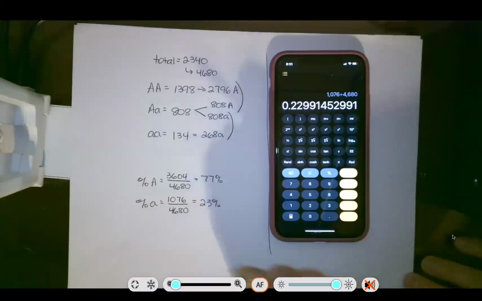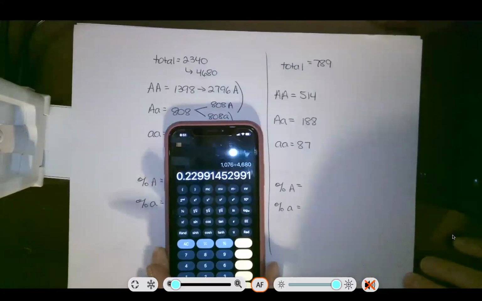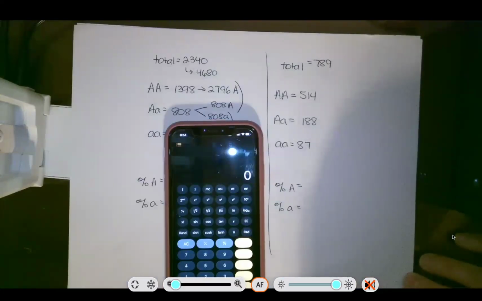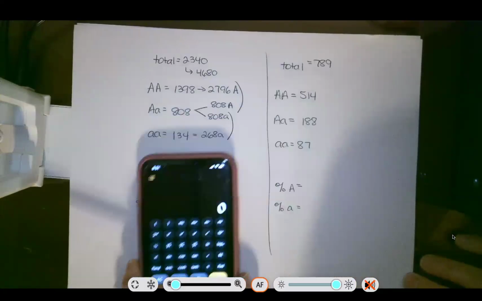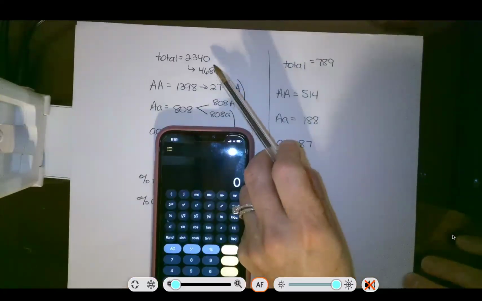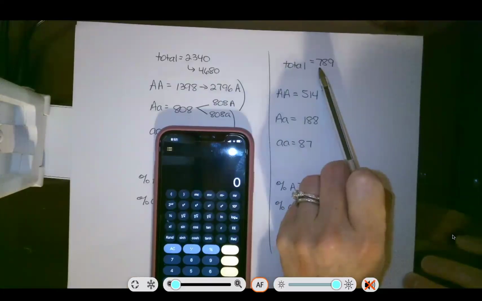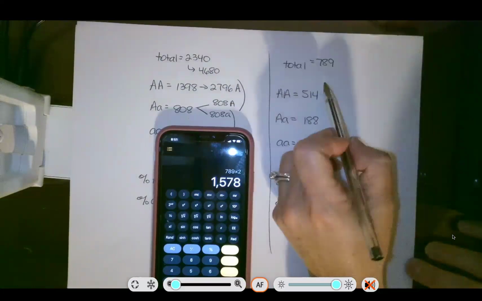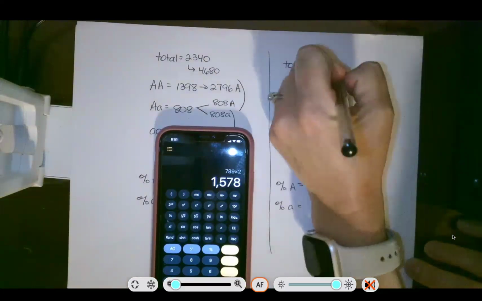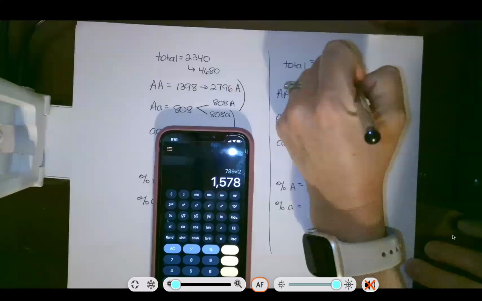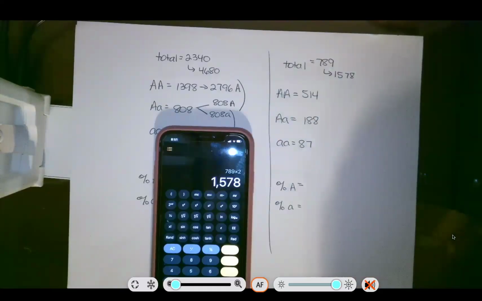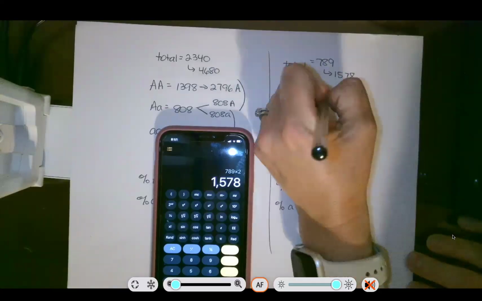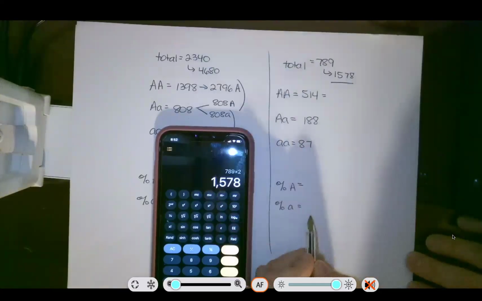And now what I want to know is, in this new population, has it changed? Has this population evolved? Something has killed off a bunch of my bunnies. I went from 2,340 bunnies to 789. I don't know if predators came in or if a disease hit or what, but my population has shrunk drastically. But these 789 bunny rabbits are going to have 1,578 alleles because each one has two alleles, one from mom, one from dad. So that's going to be my total that goes down here at the bottom.